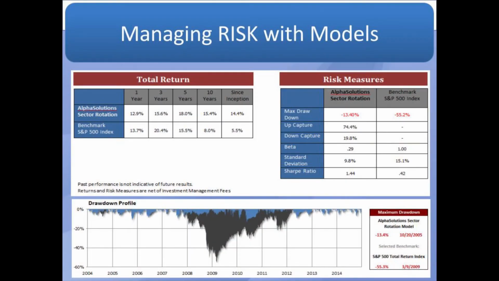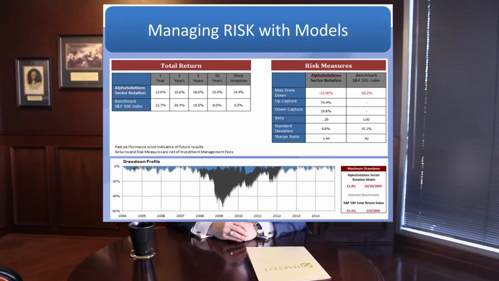In the sector rotation model, we have a beta rating or a risk rating that is much less than that of the broad market. In fact, the current beta rating of the sector rotation strategy, as you can see in the fact sheet, is less than a third of that of the broad market. So in other words, this model is only taking on about 30% of the risk of the broad market. And yet, this rules-based sector rotation strategy has significantly outperformed the performance of the S&P over the long haul.